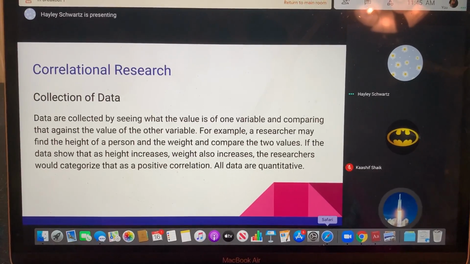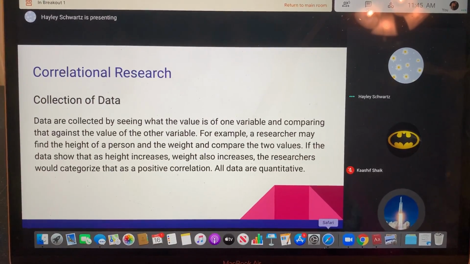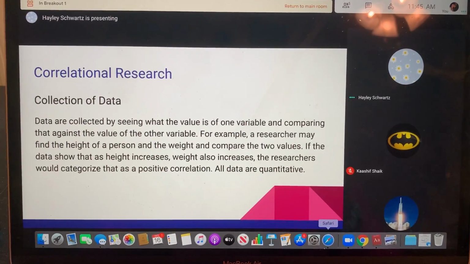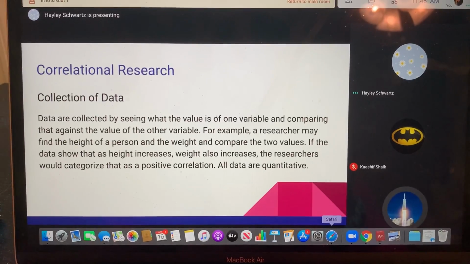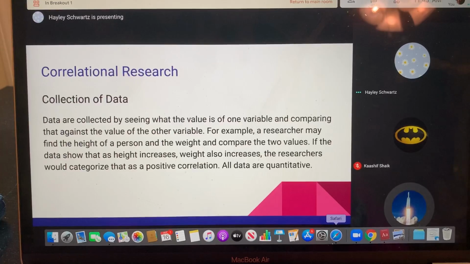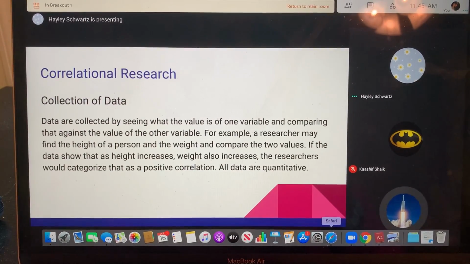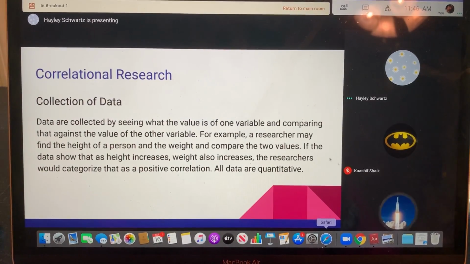Data are collected by seeing what the value is for one variable and comparing that against the value of another variable. For example, a researcher may find the height and weight of a person and compare those two values. If the data shows that as height increases, weight also increases, the researcher would categorize that as a positive correlation. All data are quantitative.